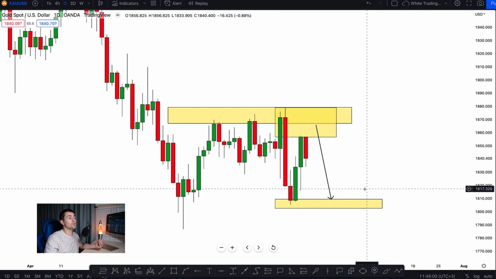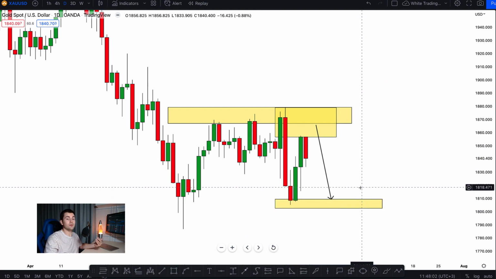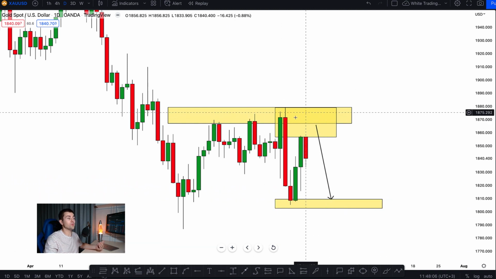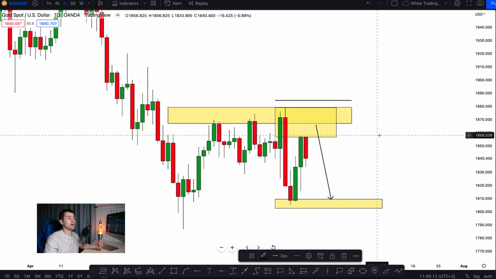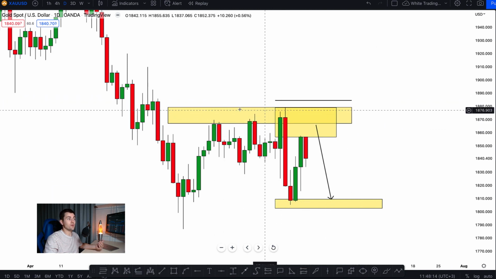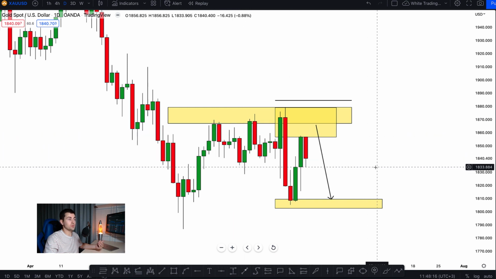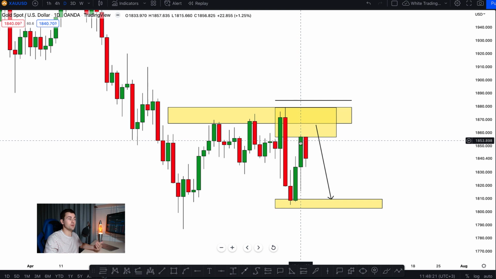So if you want to trade gold next week, if you want to short it, I would suggest looking for shorting opportunities within that area, with your stop loss simply being above the resistance of the range that we discussed. Bias is very bearish. Pay close attention to that area and be prepared for a bearish continuation.